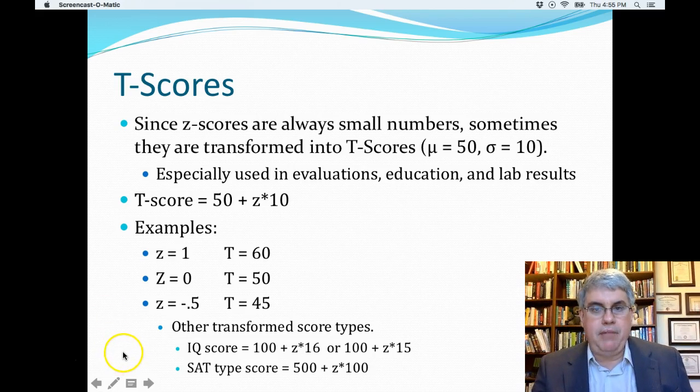Now an SAT type score that usually goes from 200 to 800 would be 500 plus your z-score times 100. So the average score on the SAT test is 500, and the standard deviation is 100. So if you had an SAT score of 600, that would mean you were one standard deviation above the norm.